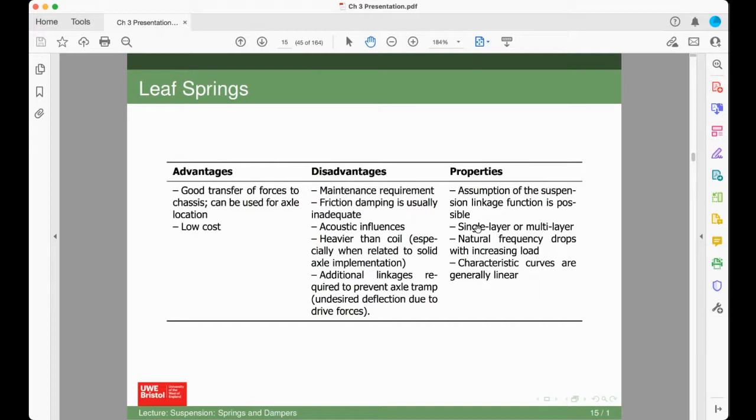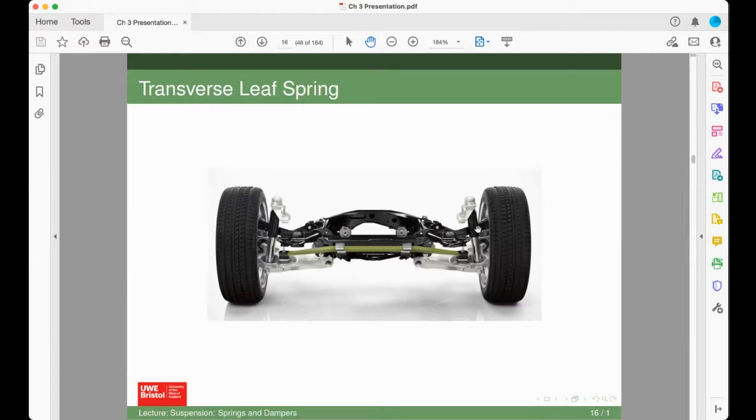Now the assumption of the suspension linkage functions. So, like I said, you can assume the linkage is part of that leaf. The leaf is generally quite wide, which gives you some lateral support. Like a coil spring, the natural frequency will drop with increasing load, and the characteristic curves are generally linear. But like I said, it's quite an old-fashioned type of spring, although it's used in that arrangement there.